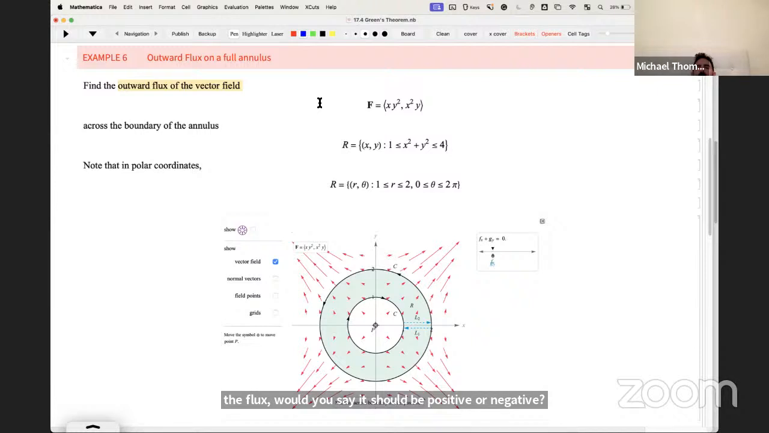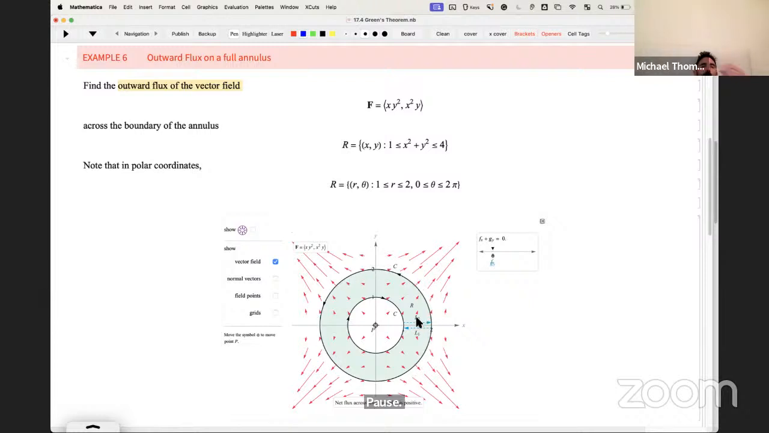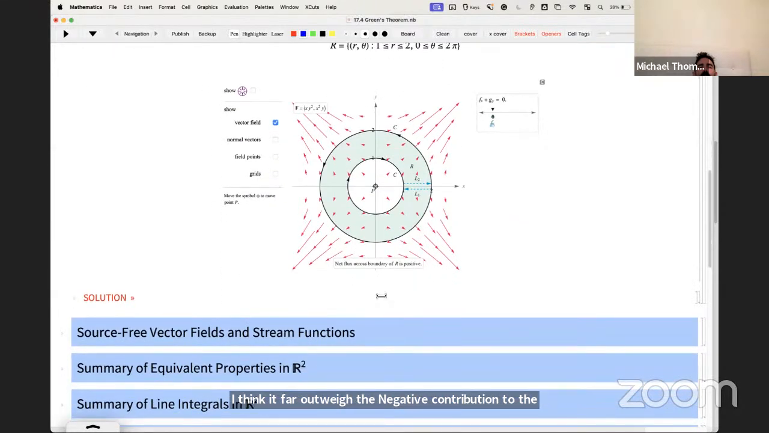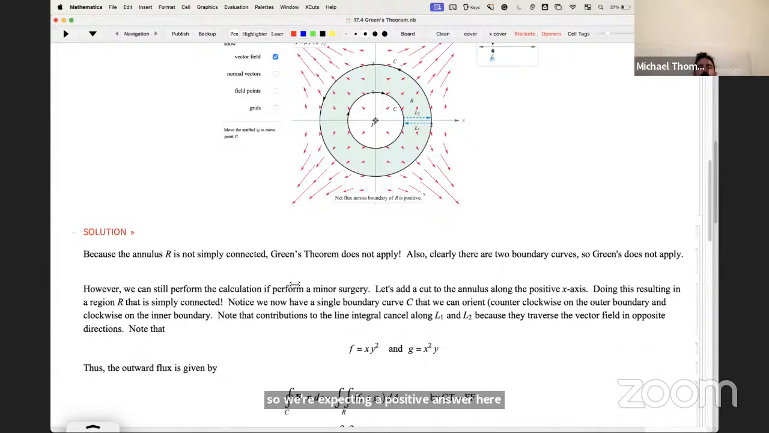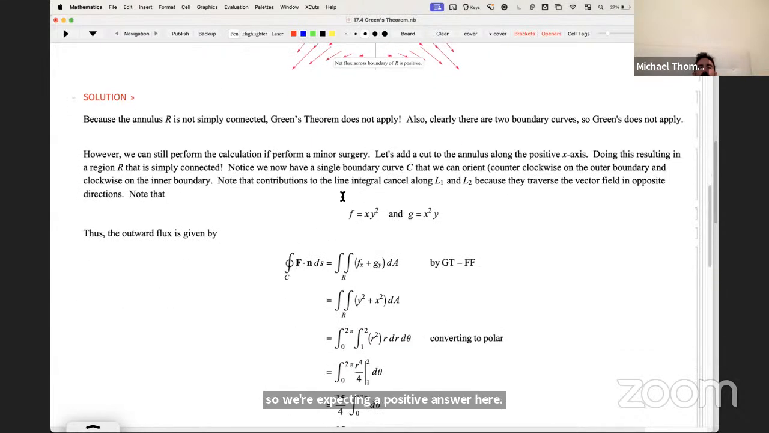Positive. Should be positive. We had so much positive flux contribution on the outer part of this thing. I think it far outweighed the negative contribution of the flux on the inward part, and these canceled anyway. Okay, so we're expecting a positive answer here. So yeah, Green's theorem doesn't apply, but we can make the cut.